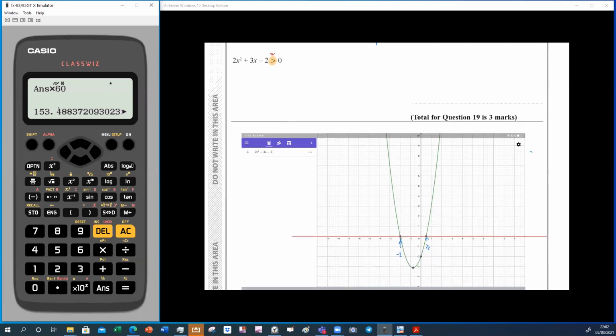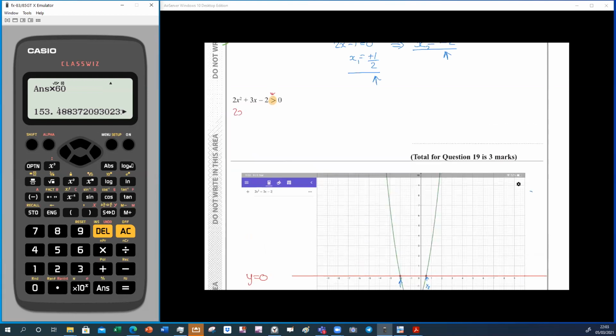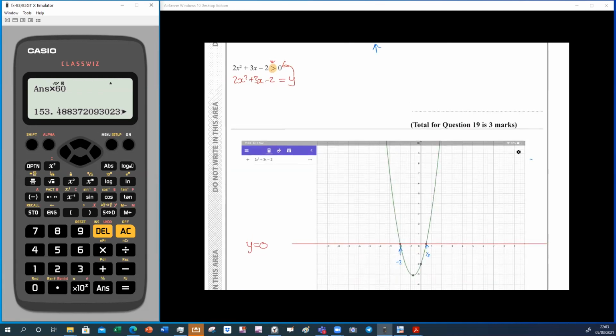Okay, fantastic. This x-axis is also known as what? The y equals 0 line. Normally, when we do the question, we do 2x squared plus 3x minus 2 equals y. And y is equal to what? 0. Now, but in here, y is not equal to 0. What do they want? y is larger than 0.